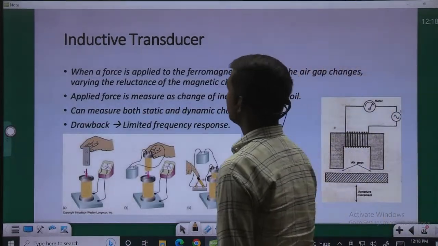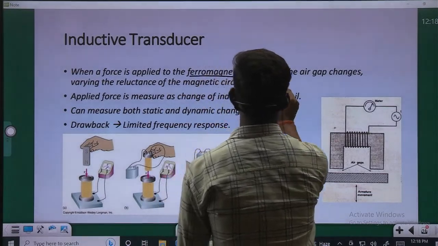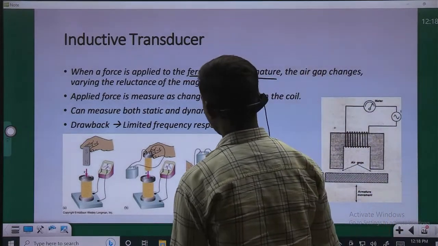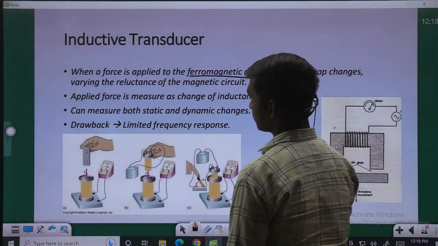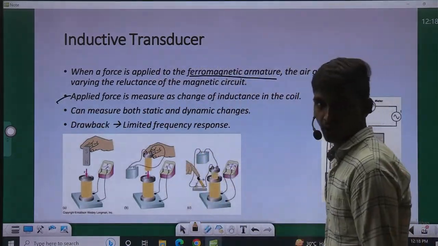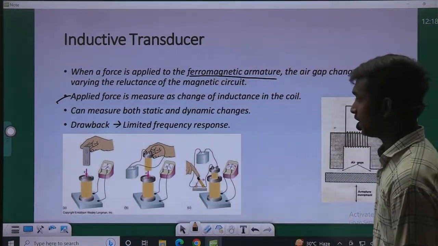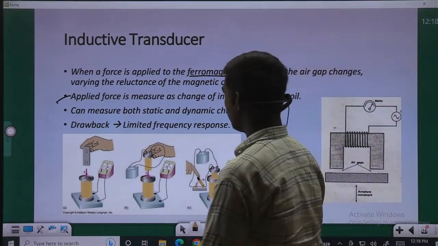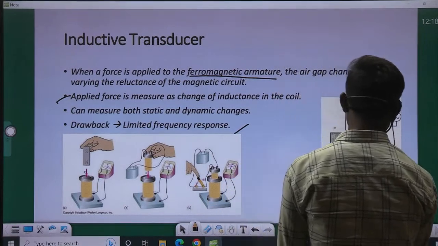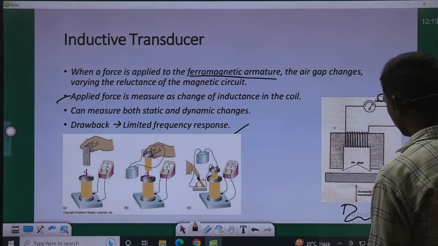And next one is the inductive transducer. When a force is applied to the ferromagnetic armature, the air gap changes, varying the reluctance of the magnetic circuit. The applied force is measured as a change of the inductance in the coil, and it can measure both static and dynamic changes. And there is a drawback, limited frequency response. This is a diagram, and there is a meter, and air gaps are available in this.